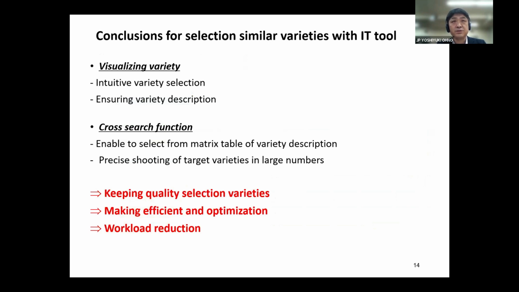So, the conclusion for the selection of similar varieties with an IT tool: visualizing the varieties, so intuitive variety selection and ensuring variety description, and also the cross-search function are a very useful tool of our database, being able to select from the matrix table of the variety description and precisely shoot the target varieties in large numbers. So our advantage is keeping quality of selection of similar varieties, making it efficient and optimized, and reducing workload.